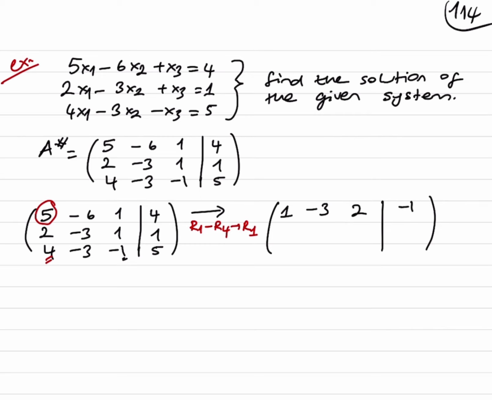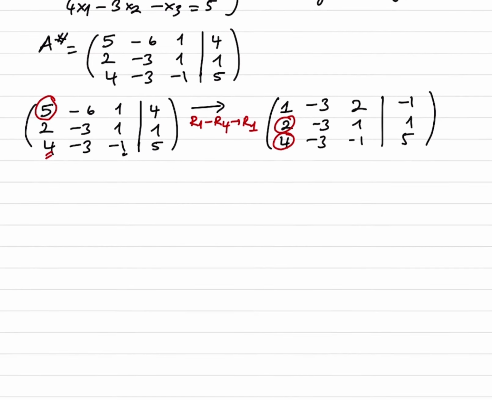So we have minus 1 here. Great. So minus 3, 1, 1, 4, minus 3, minus 1, 5. And then what we are going to do is we will arrange these to be 0. So how can we do that? Minus 2 R1 plus R2, we will write it to R2, the row 2. For R1 plus R3, we will write it to row 3.